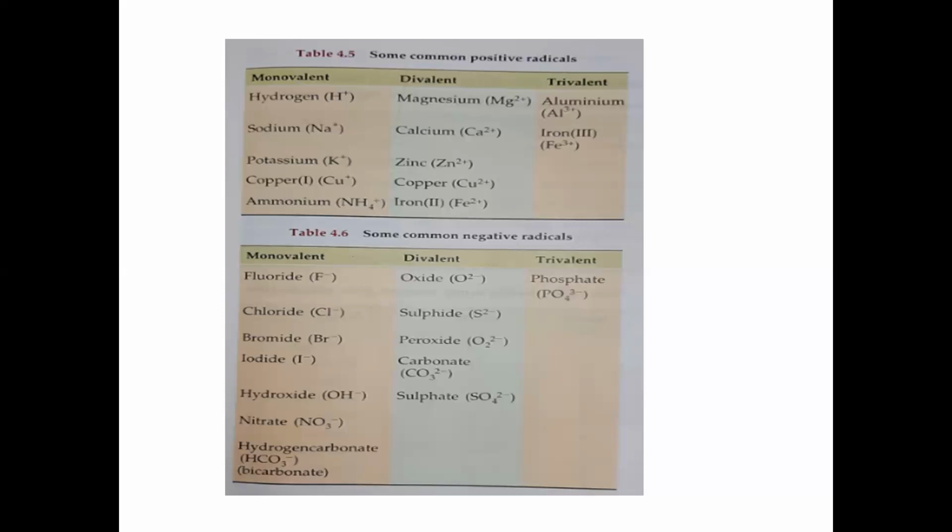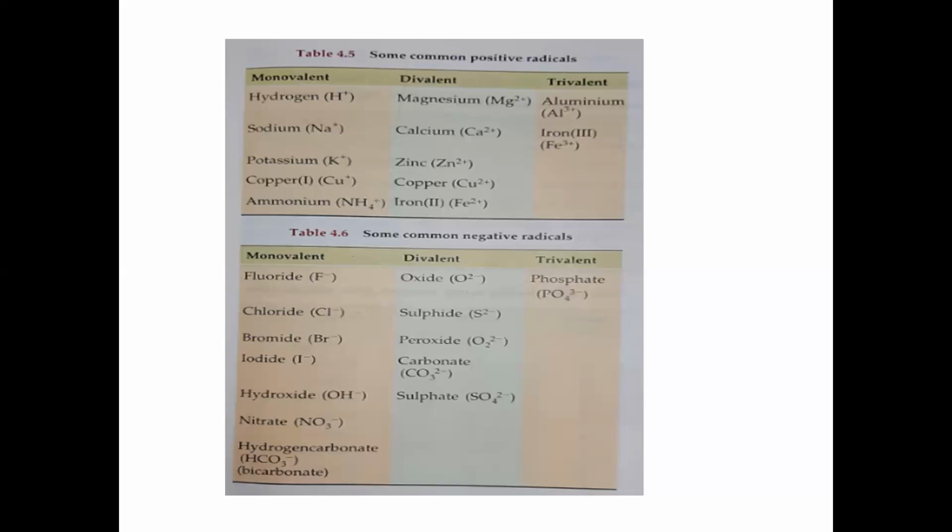Now table 4.6, some common negative radicals. So in that, first one with monovalence we will read. So fluoride, its symbol is F negative. Now instead of plus sign we will use minus sign, and we call it negative sign. Then chloride Cl negative. Then bromide Br negative. Then iodide I negative. Then hydroxide OH negative. Then nitrate NO3 negative.